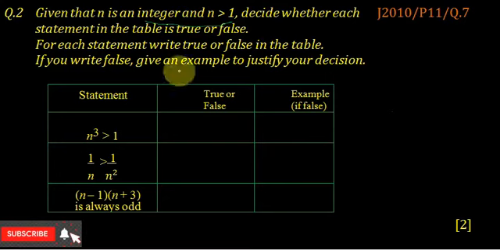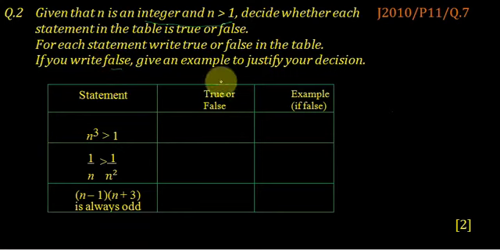For each statement, write true or false in this table. If you write false, give an example to justify your decision. So, when the statement is false, we must provide an example. Give an example. So, the statement says n cube is greater than 1.